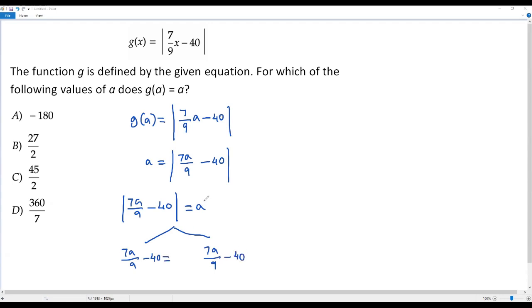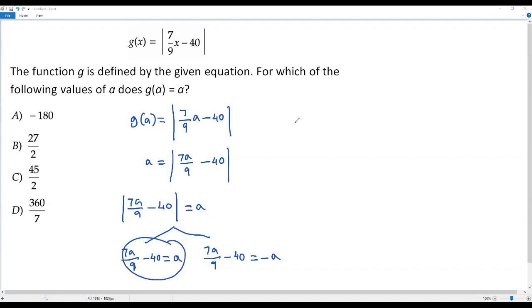And here also I'm getting the same stuff, that is 7a over 9 minus 40, equals, in the first branch, the stuff on the right side taken as it is, that is a. In the second branch, we have to take the opposite sign of this stuff. It's already positive a, and when I take the opposite sign it will be negative a. Okay, now we have two equations. One is 7a over 9 minus 40 equals a, and the other one is 7a over 9 minus 40 equals negative a. Now we have to solve these two equations for a.